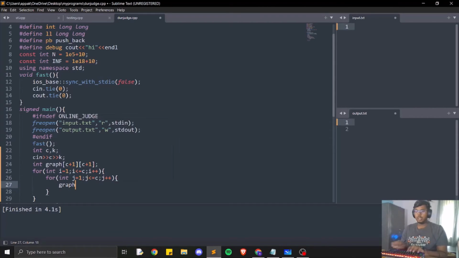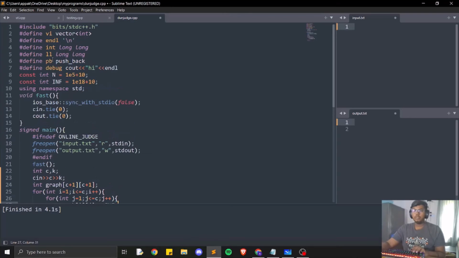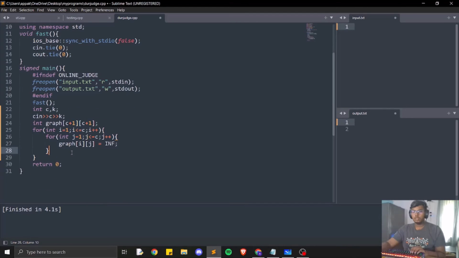Then graph of ij would be infinite, and here I have defined infinite as 10 to the power 18 plus 10, which means that there is no path between the two nodes. Now let's take the input.